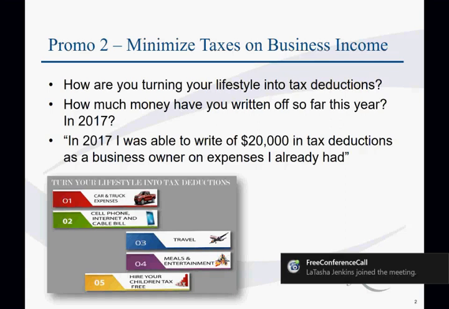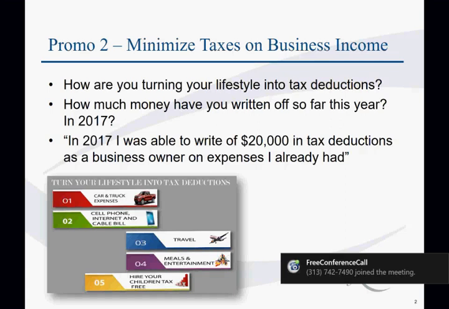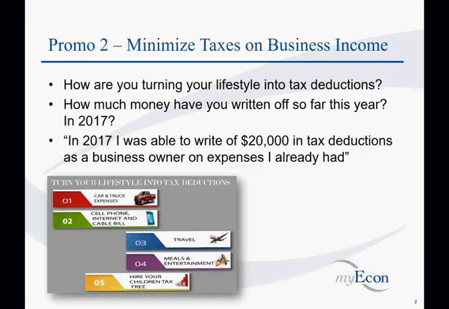So here's an example of an excerpt for promo 2 on minimizing taxes. In 2017, I was able to write off $20,000 in tax deductions as a business owner on expenses that I already had. How powerful is that? These bills that we've incurred are bills that we had before we joined myEcon. The only difference for us is, number one, we now are business owners, and number two, we've learned all of the write-offs that we can get. So a powerful one is to put a tangible number.